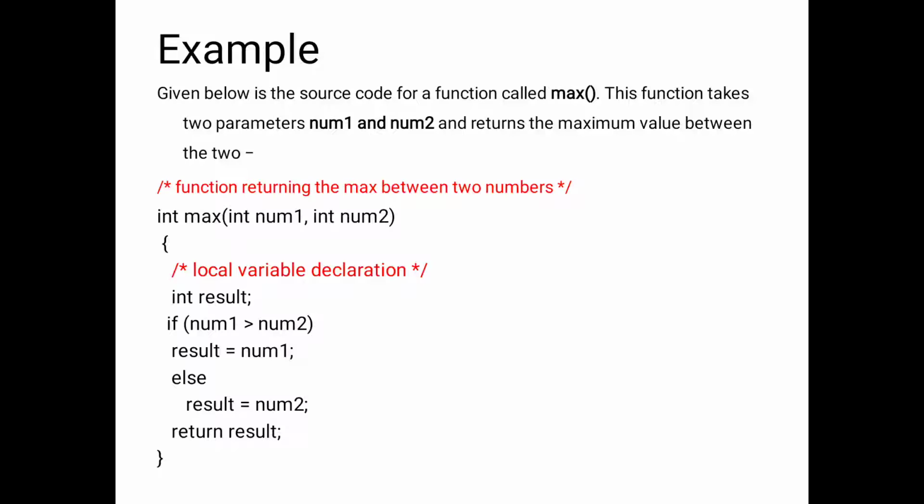So this is a local variable declaration, and the value should be stored in the variable result. If num1 is greater than num2, you are going to find the maximum among the two numbers. That is why num1 greater than num2. If num1 is greater than num2, num1 is stored in result, or else num2 is saved in result, then return result. So this is a small example of a function named max.